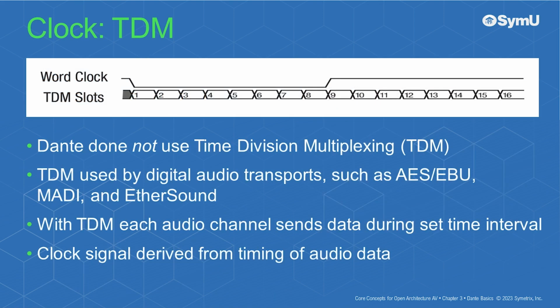Dante does not use time division multiplexing, or TDM. TDM is used by digital audio transports such as AES/EBU, MADI, and EtherSound. With TDM, each audio channel sends data during a set time interval, and the clock signal is derived from the timing of the audio data.